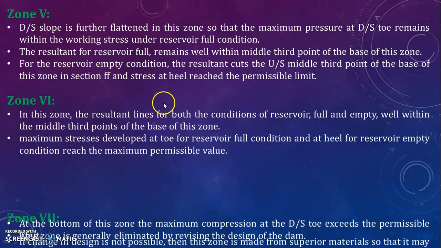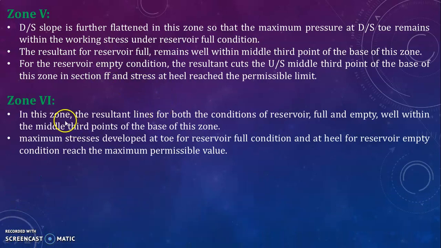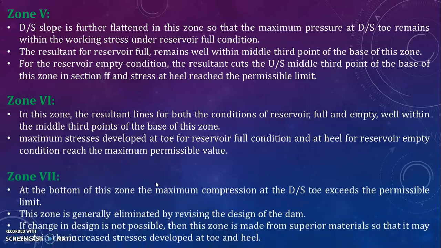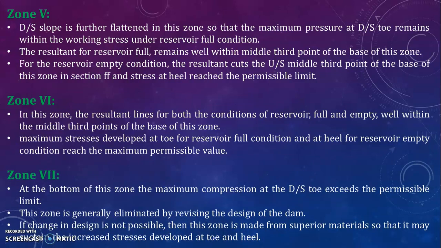Zone 6. In this zone, the resultant lines for both the conditions of reservoir full and empty lie well within the middle third points of the base of this zone. Maximum stresses developed at toe for reservoir full condition and at heel for reservoir empty condition reach the maximum permissible value. Zone 7. At the bottom of this zone, the maximum compression at the downstream toe exceeds the permissible limit.